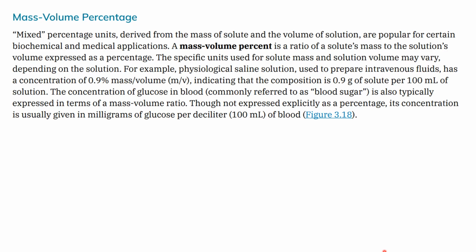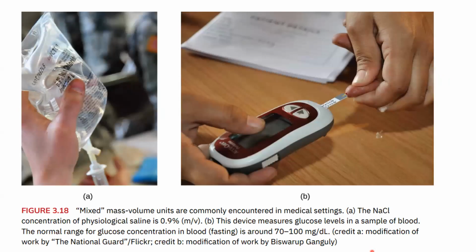And then if you've ever had your blood sugar tested, diabetics have to do it quite often, what that's going to be is the calculation of sugar in milligrams per deciliter of blood. So again, it's going to be a mass of solute over volume of solution. Same thing with the salt solution here, or the saline solution, I should say.